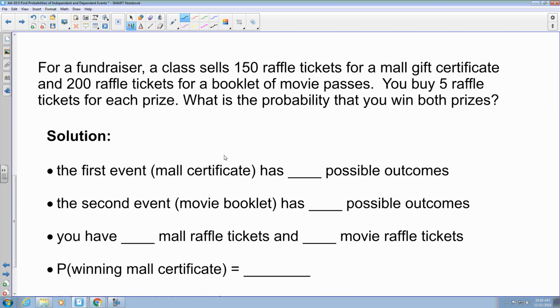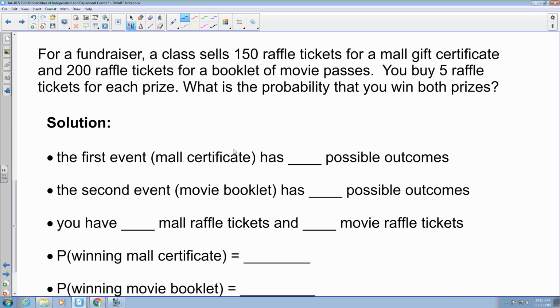All right, so here it says for a fundraiser, a class sells 150 raffle tickets for a mall gift certificate and 200 raffle tickets for a booklet of movie passes. You buy 5 tickets for each prize. What is the probability that you win both prizes? So first off, for the first event, how many possible outcomes are there? Well, there are 150 raffle tickets, so there are 150 possible outcomes. There were 200 movie booklet tickets, so there are 200 possible outcomes in that event.